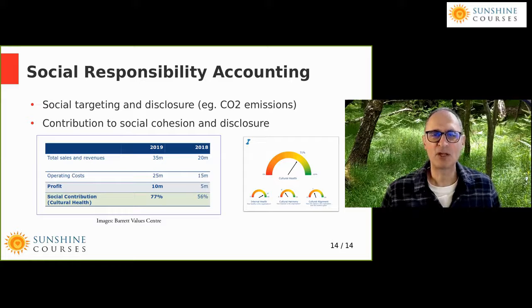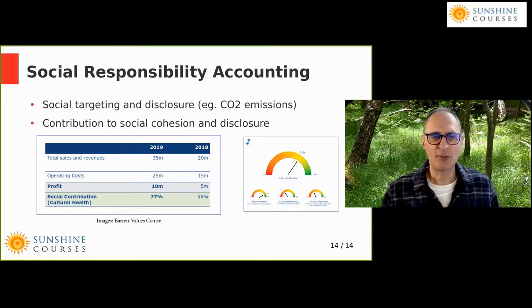Because if you can't afford to pay your employees, you're going to put them under stress. So ironically, part of the measure of cultural health is not just how a company behaves towards other people, it's also how it behaves towards itself. So it's getting the balance right between its own interests and the interests of its owners or shareholders and the interests of everyone around it. That balance is part of this cultural health measure.